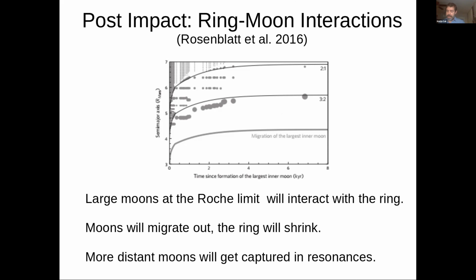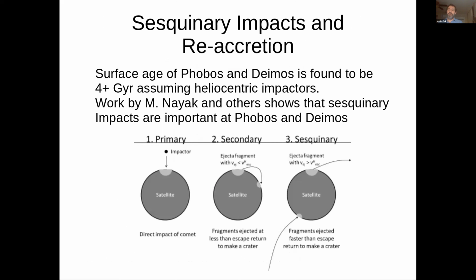So the crucial link here in connecting this wild early time in the history of the Martian moons and what we see now probably has to do with disruption and reaccretion. If you disrupt moons of Mars, they would form a ring, but then very soon they'll form another moon. And the crucial link between impacts and disruption are so-called sesquinary impacts.